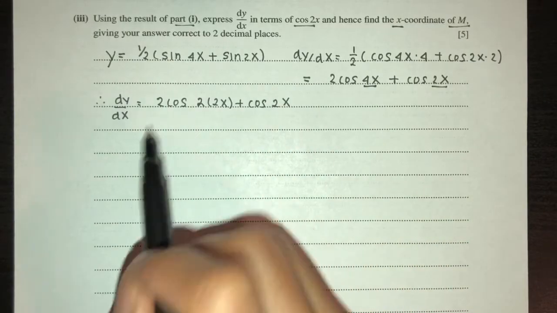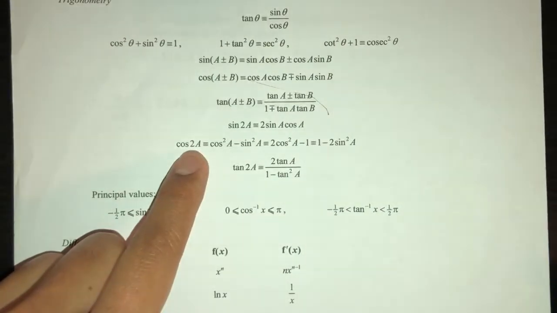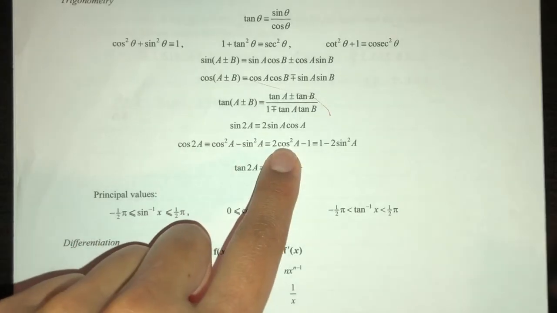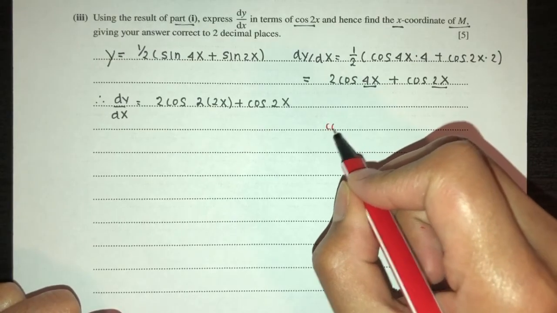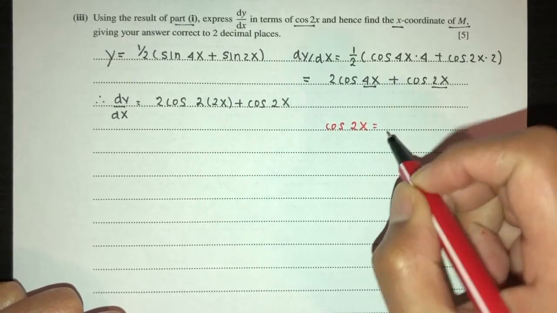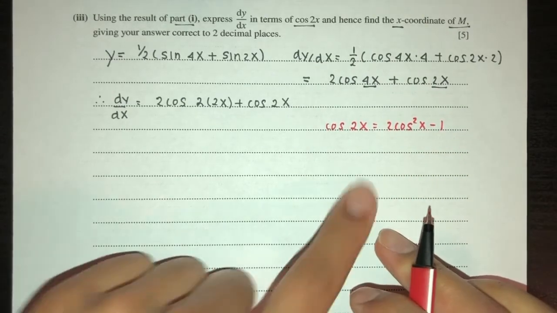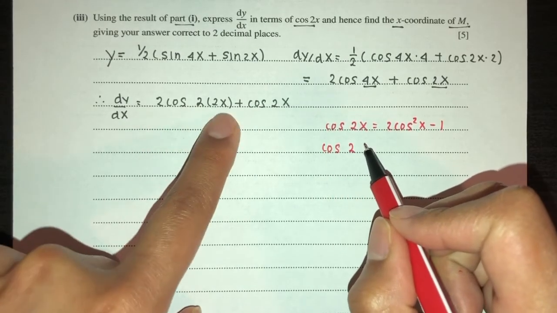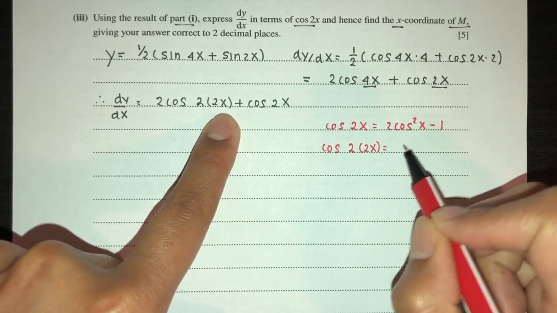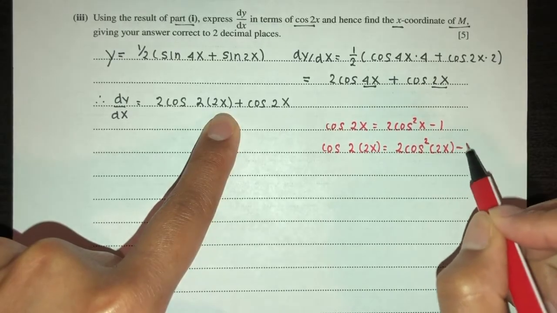Now, how can you simplify this? For this, you just have to use your formula sheet. You will see you have something right here: cos of 2x is equal to this thing. So let's use that formula. Let me write this down here. We have to use cos of 2x is equal to 2 cos square x minus 1. Similarly, if we change the angle to 2x, cos of 2 times 2x is equal to 2 cos square 2x minus 1.